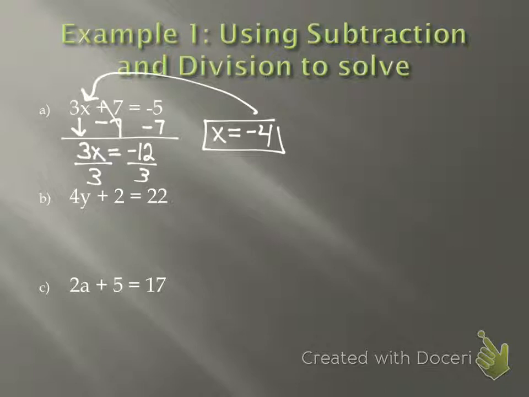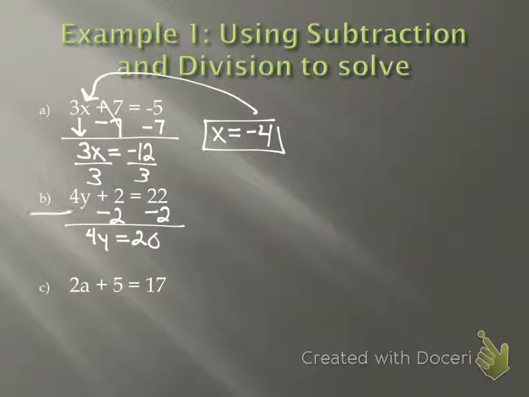All right, so on B, again, we're solving for the side that our variable's on. We have to get all of the numbers not connected to our variable to the other side first. So how do I get rid of 2? I need to subtract 2 from both sides. And I end up with 4y equals 20.